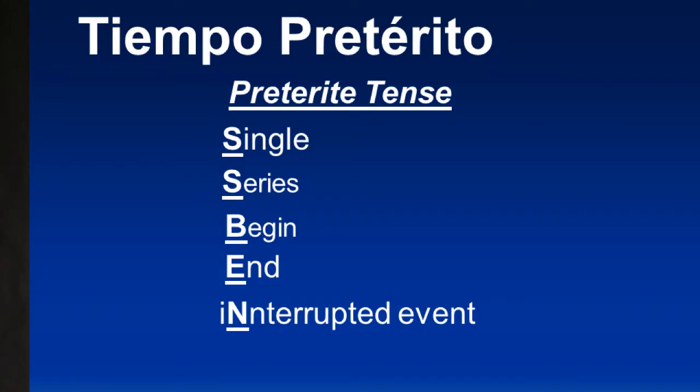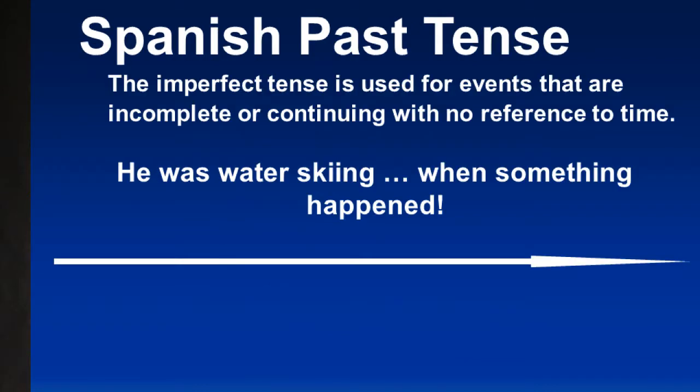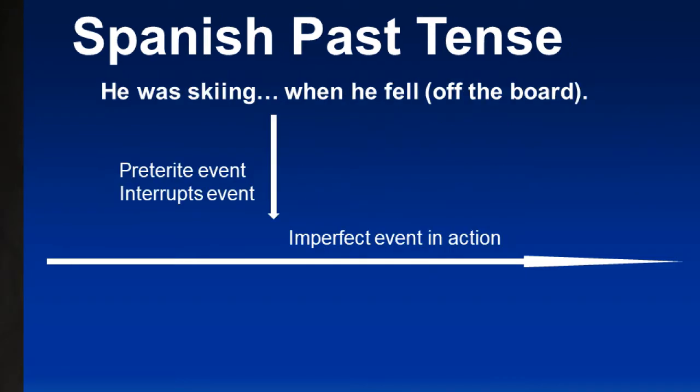We'd use the preterite. Let's take this example of this man skiing in the past when we have an interrupted action. You'll recall that in part 1 of the preterite tense, you remember the phrase SS ben, and the N was an interrupted event. And this is a good example of it right here. We have a man that was water skiing, and then something happened. He fell off. Well, that action was continuous and ongoing in the past. We were describing it. It's a description. We're using the imperfect tense.